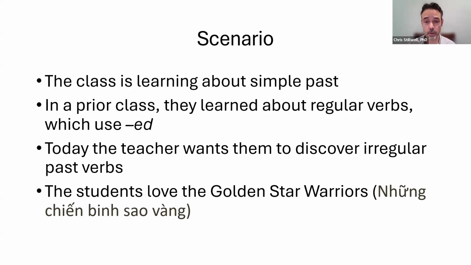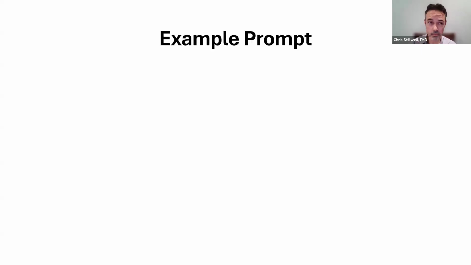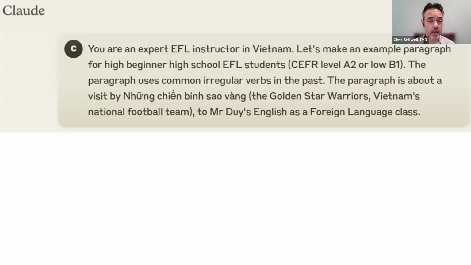So I can go to Claude, or I can go to anything, like ChatGPT or Gemini. In my example, I'm going to go to Claude, and I've got this prompt for them. I say, you are an expert EFL instructor in Vietnam. Let's make an example paragraph for high beginner high school EFL students. And I've given the level here, CEFR level A2 or low B1.